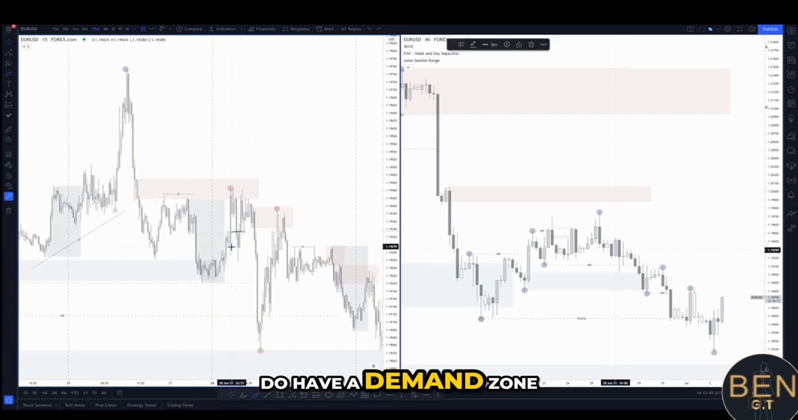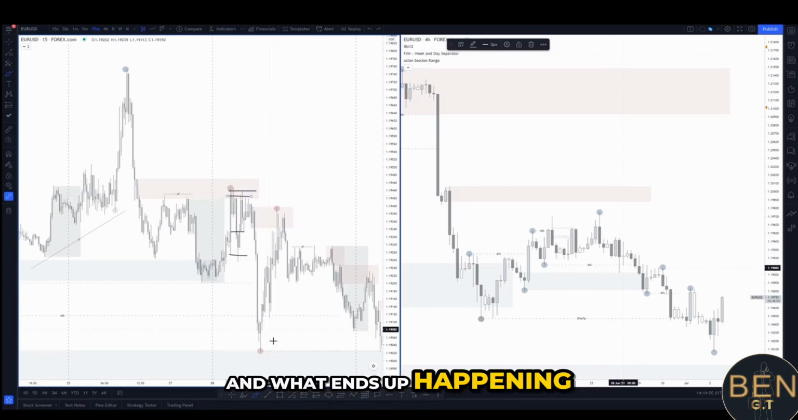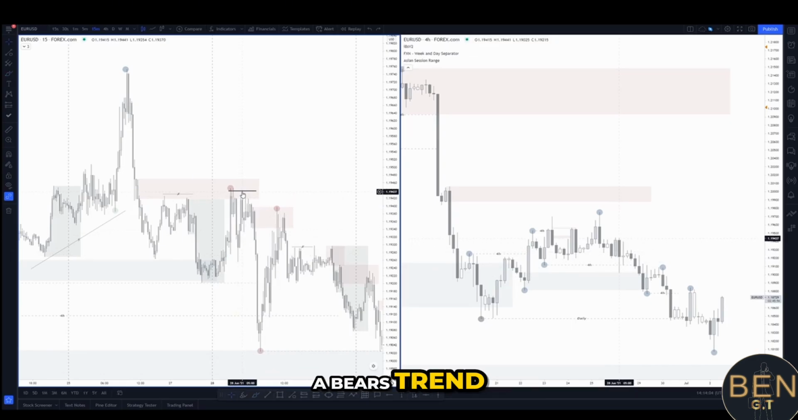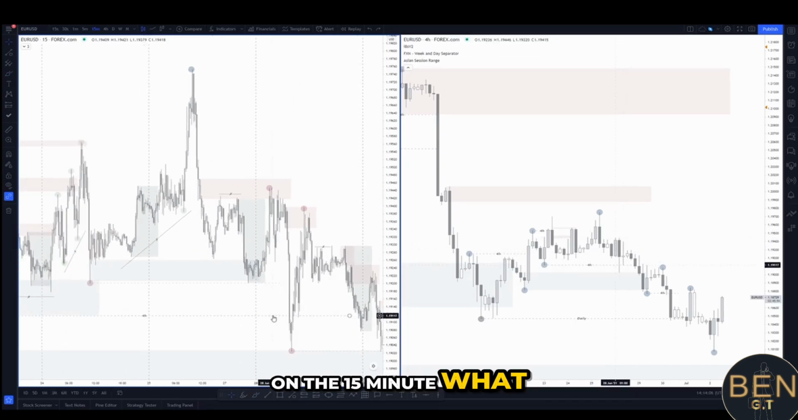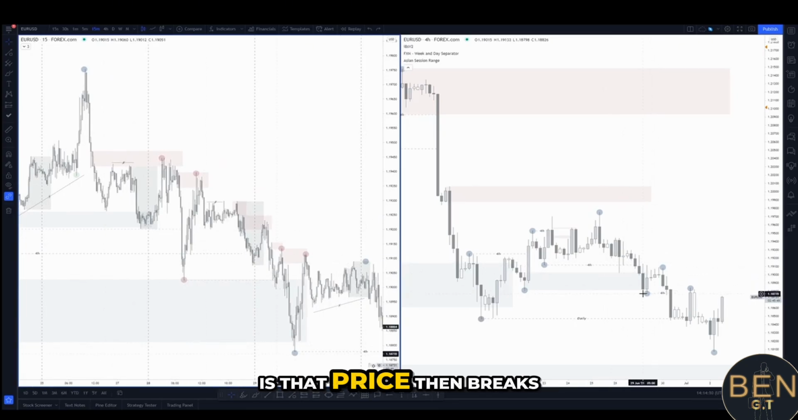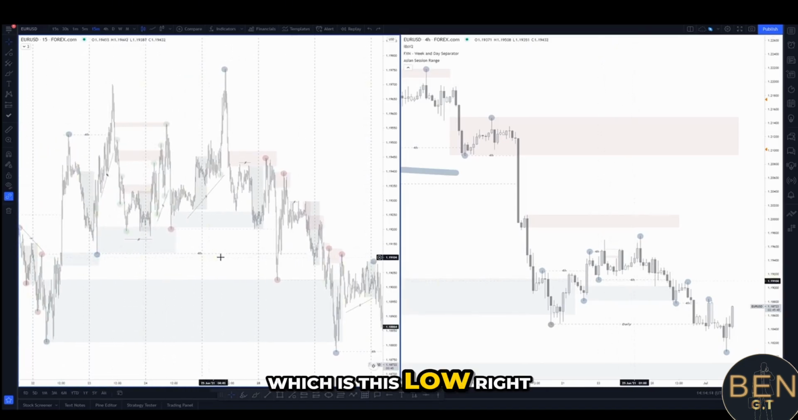We can see that we do have a demand zone right here that is initially respected. We come back in, tap into supply once more, or fractal supply that's resting within these wicks. And what ends up happening, price then moves to the downside and starts to switch to a bearish trend on the 15-minute. What ends up happening as we continue moving further on is that price then breaks the 4-hour low, which is this low right here.